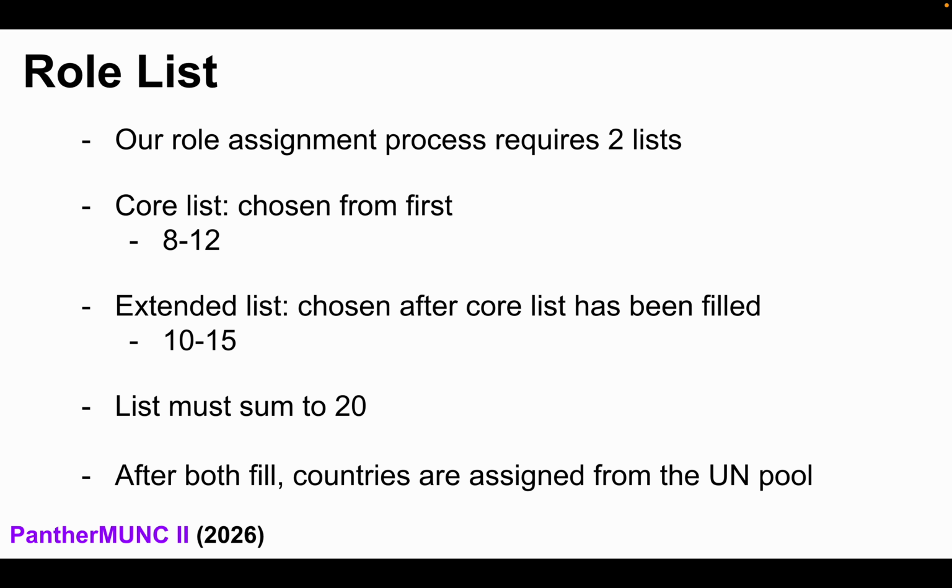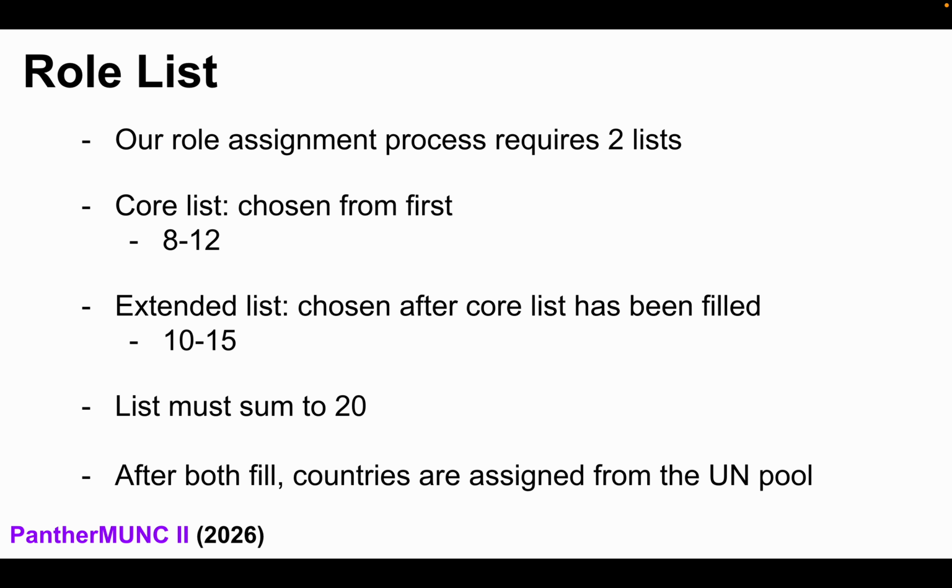And then at the end, you're also going to want the role list. Role is just like a country, or in a crisis, a person. Our role assignment process requires two different lists. Basically, we have a list of countries that are all indexed with some arbitrary number. When somebody registers, we pick a random number from within that range, and whatever number they get is the country, or the role, that they are assigned.